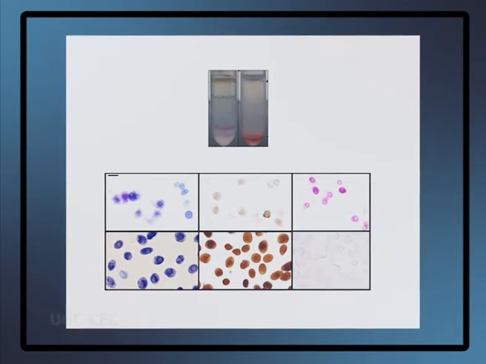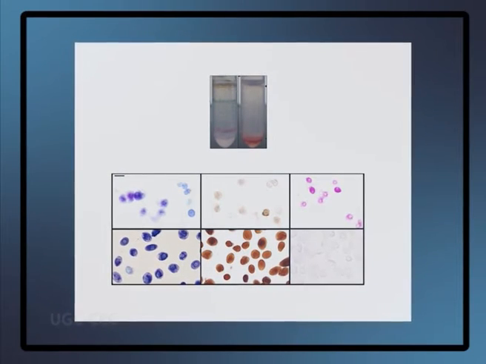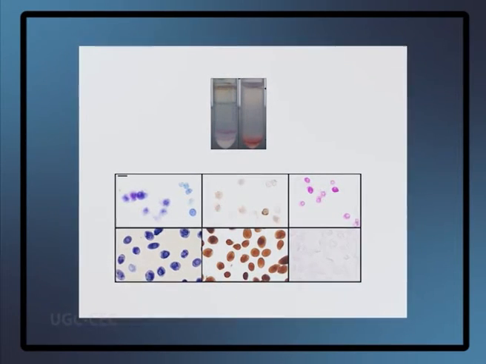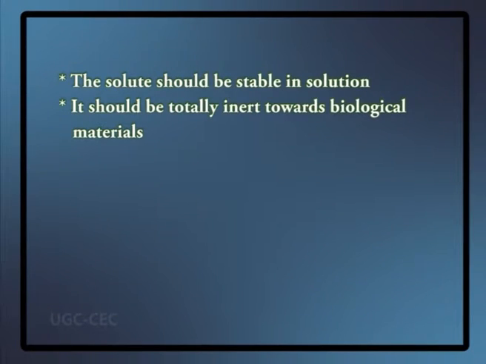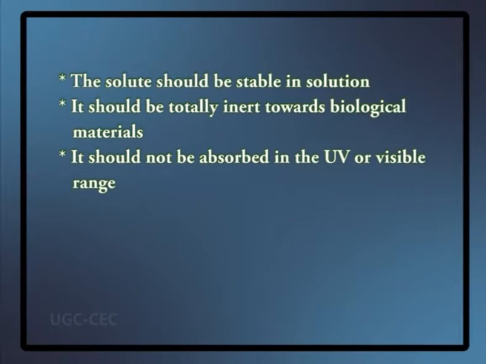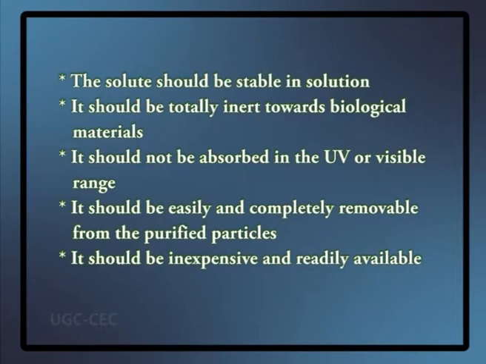Gradient centrifugation includes rate zonal and isopycnic centrifugation, and the solute used should have the following properties. The solute should be stable in solution. It should be totally inert towards biological materials. It should not absorb in the UV or visible. It should be easily and completely removable from the purified particles. It should be inexpensive and readily available.